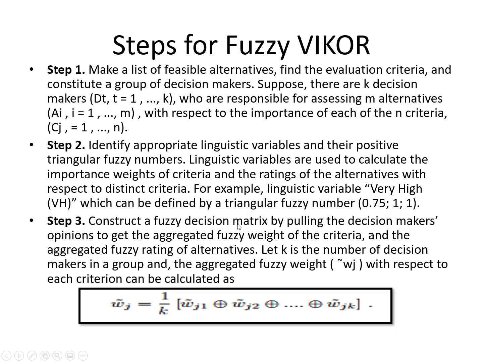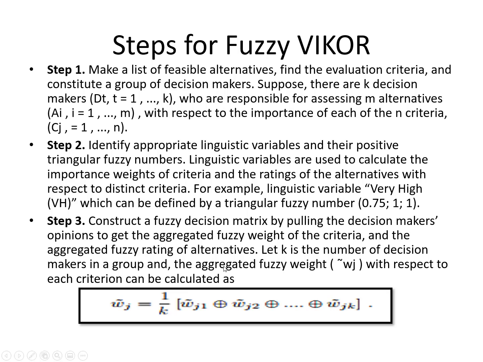Step 3, construct a fuzzy decision matrix. Just like we construct a pairwise comparison matrix, we will construct a fuzzy decision matrix for alternatives and criteria, by pooling the decision makers' opinions to get the aggregated fuzzy weight of the criteria and the aggregated fuzzy rating of alternatives. Let K be the number of decision makers. Suppose you get data from 4 decision makers in a group, and the aggregated fuzzy weight with respect to each criterion can be calculated. This plus sign is different from the ordinary plus sign; it is basically the aggregated weight.